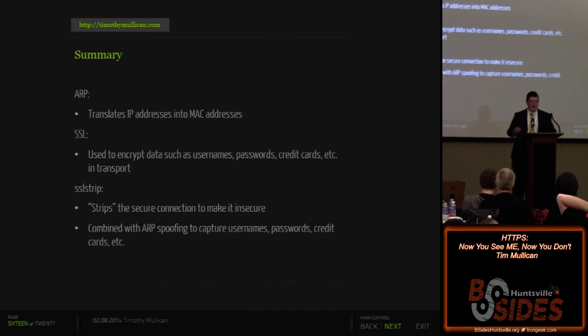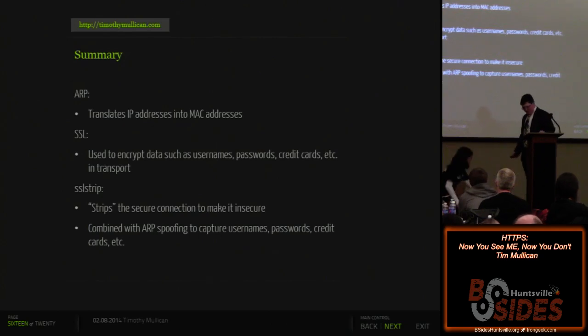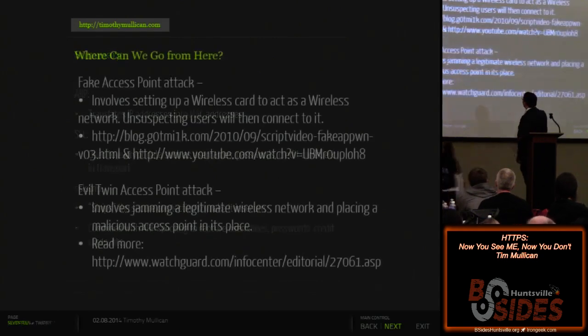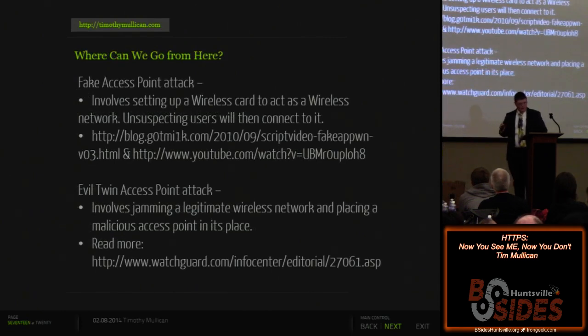So we basically say, I'm the way out to the internet, and then I forward it onto the actual gateway. Therefore, I am a man in the middle. I am between you and the gateway. I forward everything onto the gateway, and now I have access to all your usernames, passwords, everything you would normally see. Where can we go from here?